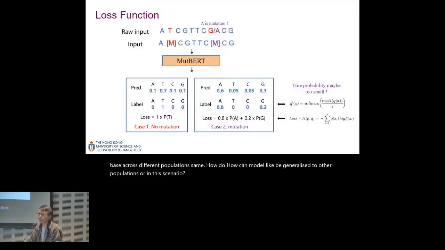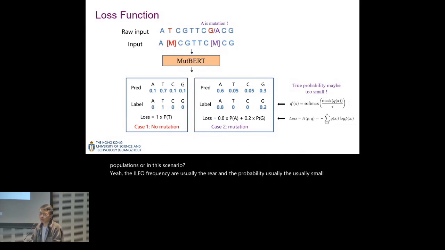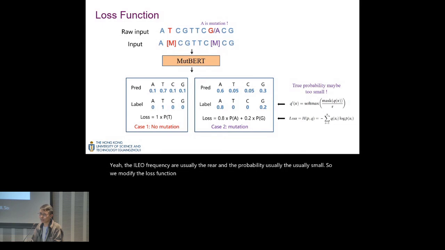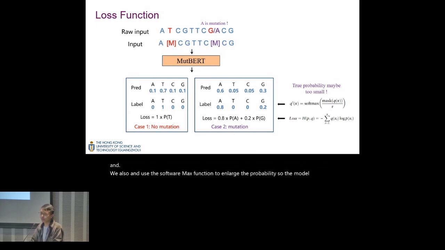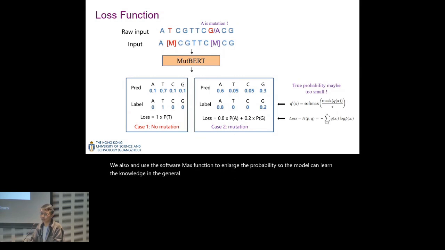Well, yeah, the allele frequencies are usually rare, and the probability is usually small. So we modify the loss function to enlarge the probability. So we input the probability, we modify the probability with data augmentation and a temperature, and we also use the softmax function to enlarge the probability, so the model can learn the knowledge in the genome language of the mutations.